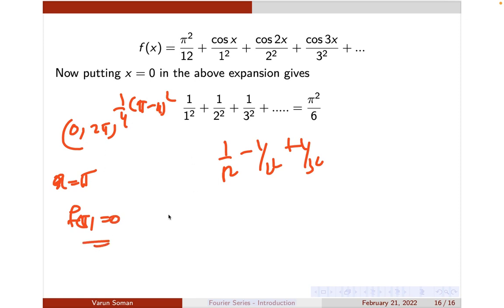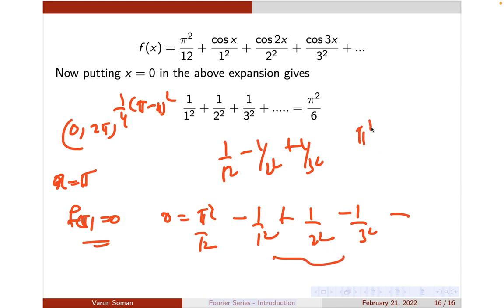When you substitute x is equal to pi in this expression, you will be getting 0 is equal to pi square by 12 minus 1 by 1 square, cos pi is minus 1, plus, cos 2 pi is 1, so 1 by 2 square, cos 3 pi, minus 1 by 3 square etc. So when you simplify the series here, you will be getting pi square by 12 is equal to 1 by 1 square minus 1 by 2 square plus 1 by 3 square, etc. Okay, so this is another way of substituting, and I hope that is also clear.